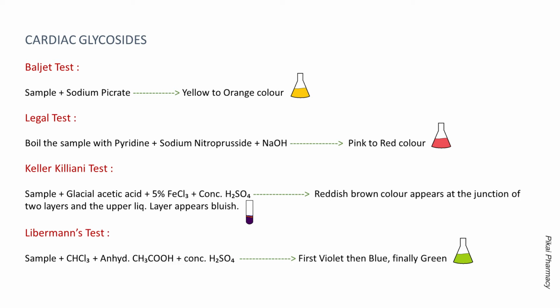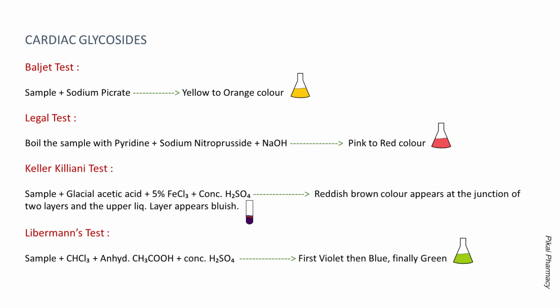Then comes Legal test. Now this Legal test is mostly done for cardenolides. In Legal test, the sample is boiled with pyridine and then sodium nitroprusside is added. Then it is made alkaline by adding sodium hydroxide. Now if there is presence of any cardiac glycoside, then it will give a positive result, which is a pink to red color.